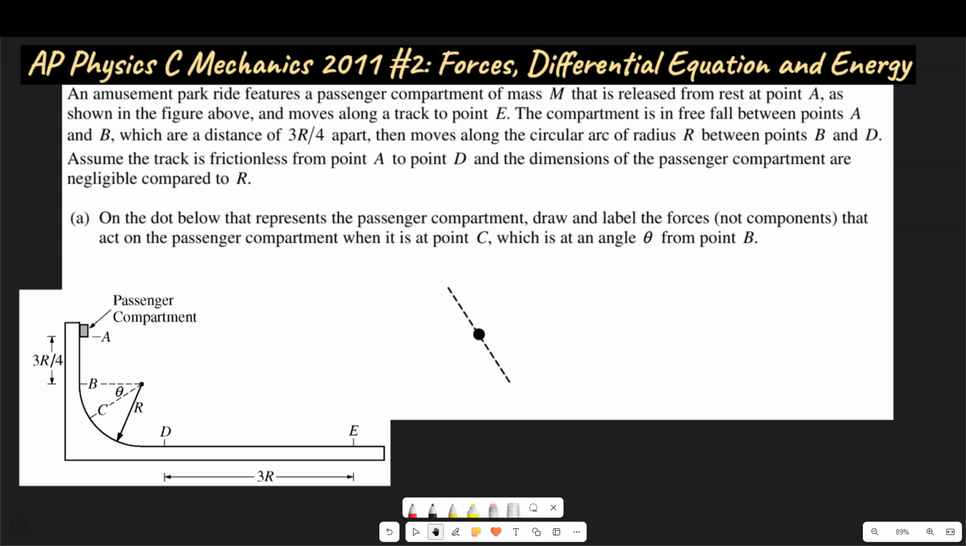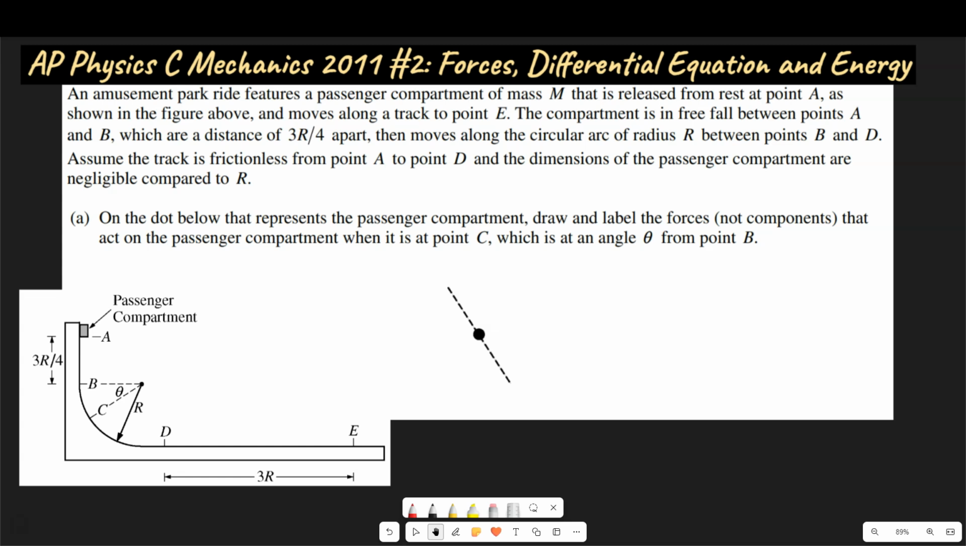Hey, welcome back. Today we're going to be talking about an AP Physics C Mechanics FRQ, and it's from 2011. It's number 2, and it actually has some really important ideas to review, primarily dealing with forces and energy, but there's also a differential equation embedded in it, so it's good practice for any AP Physics C Mechanics student. So let's go ahead and get to it.